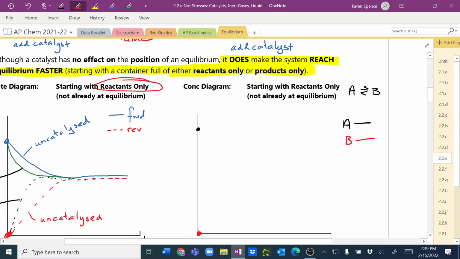Now, where they end up doesn't really matter. You can have A higher than B, you can have B higher than A, we don't know unless we know the position of the equilibrium, but I'm just going to make them go here because this is not so complicated. And what would happen to that if we catalyzed it? It would curve faster. And that's it.